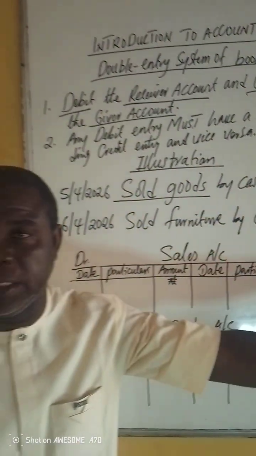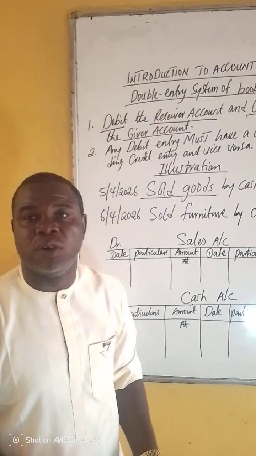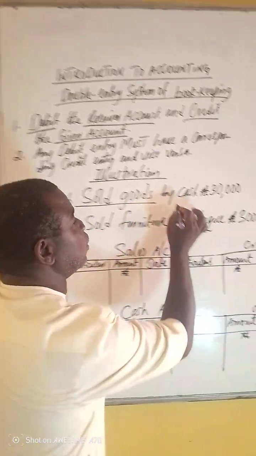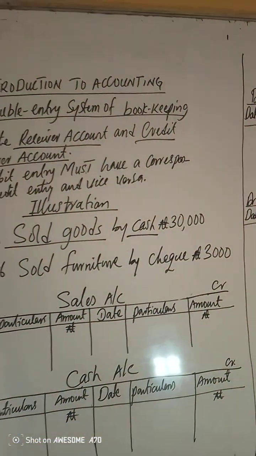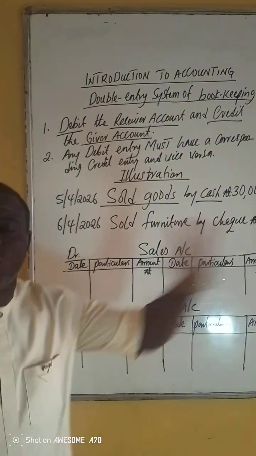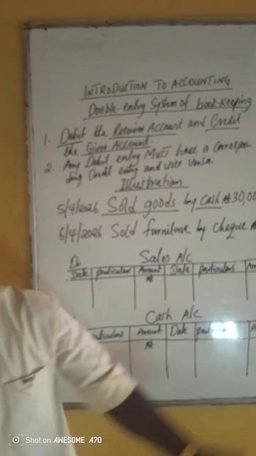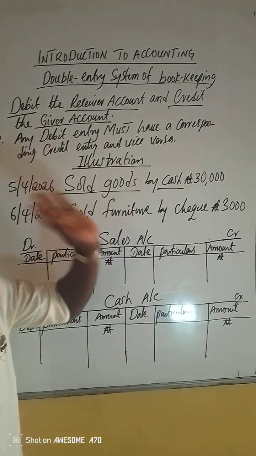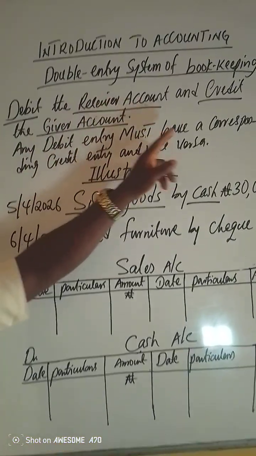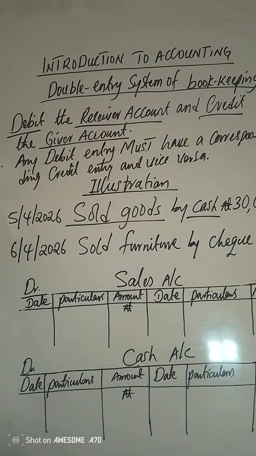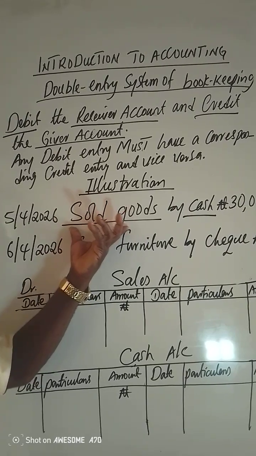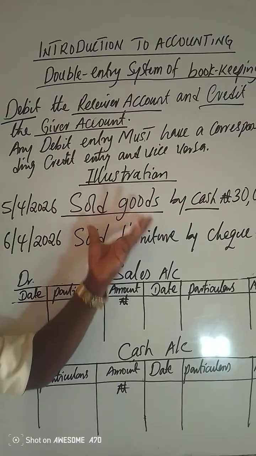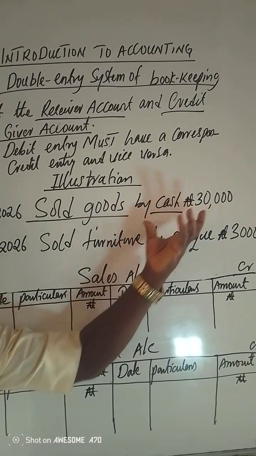Then the next thing is, this is the giver. You are giving out sales, and sales becomes the giver account. You are giving out what you are selling, and that becomes the giver account. Then second, this is cash. Cash becomes the receiver account. Why? Because as you are giving out your sales, you are receiving cash. The business is receiving cash, so cash becomes the receiver account. Then we say debit the receiver account and credit the giver account. So here, the giver account is sales, which is sold goods here, but don't write sold goods. Sales becomes the giver account, which we credit, and the receiver account is cash, which will be debited.